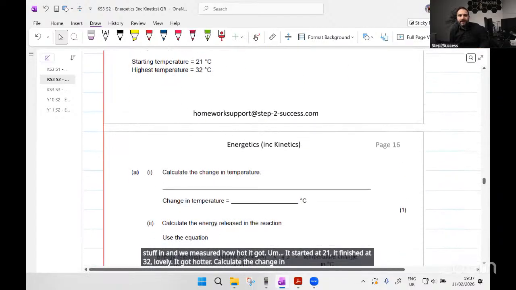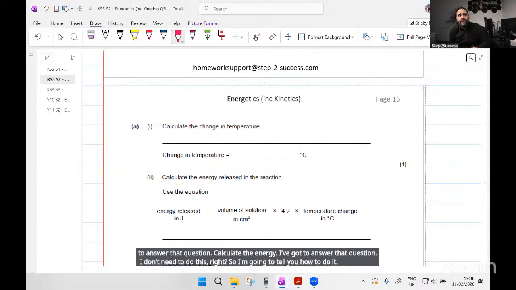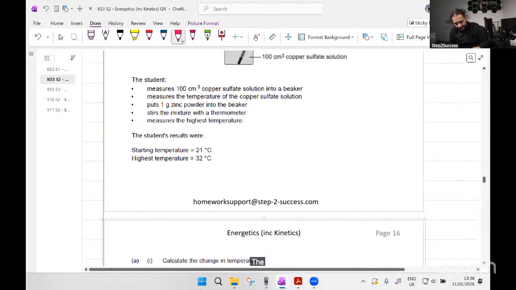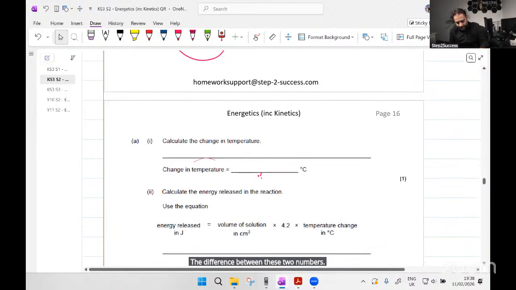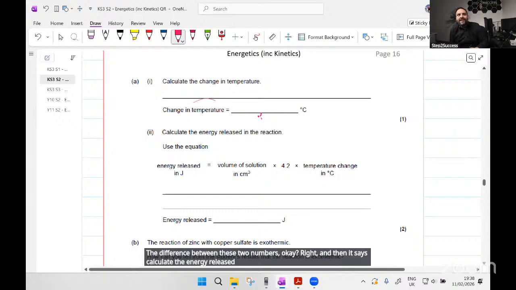I'm not going to answer that question. Calculate the energy. Oh, I've got to answer that question. I don't need to do this. Right. So I'm going to tell you how to do it. I'm not going to do it. The change in temperature is the difference between these two numbers. Okay. Right. And then it says calculate the energy released. And it tells you how to do it.